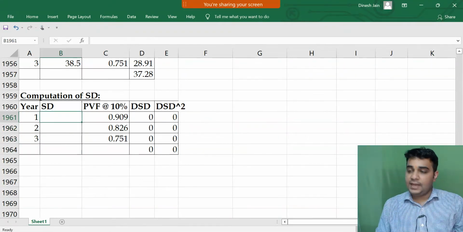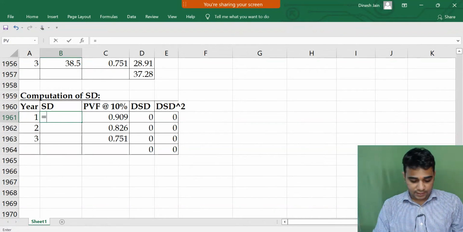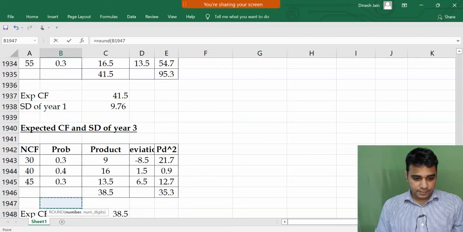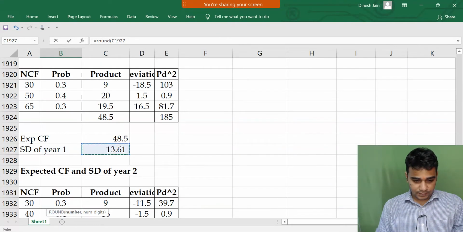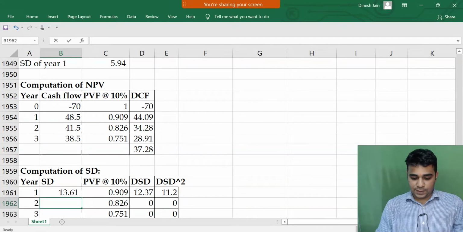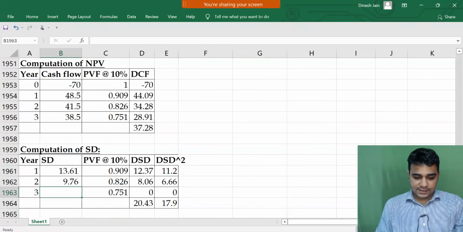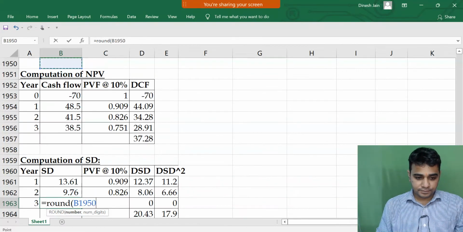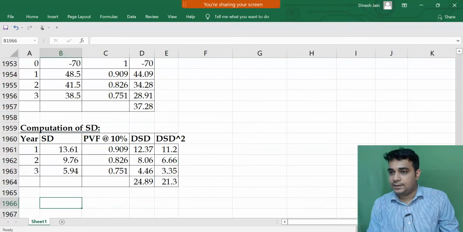You will understand. Every year I had told you to calculate standard deviation. Every year we did a standard deviation calculation. First year the standard deviation was 13.61. Second year the standard deviation was 9.76. Third year the standard deviation was 5.94. Every year we had to calculate a standard deviation.